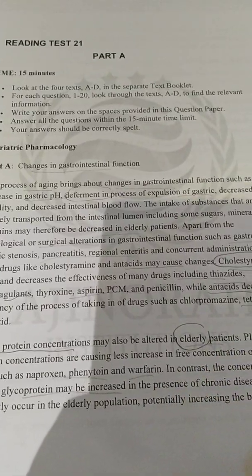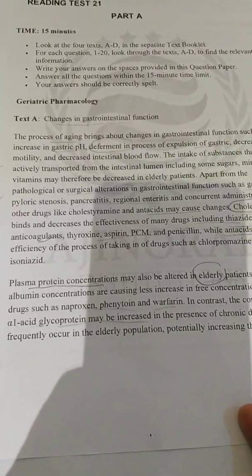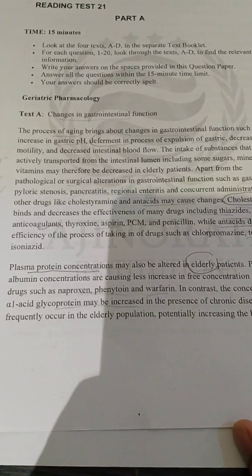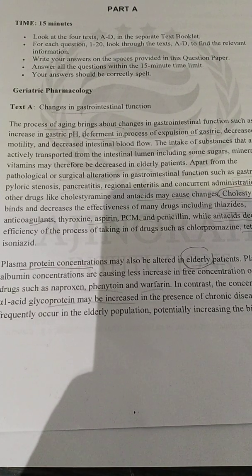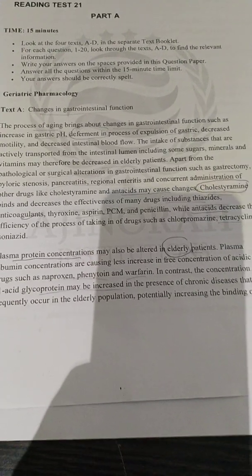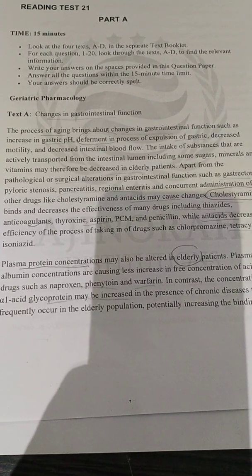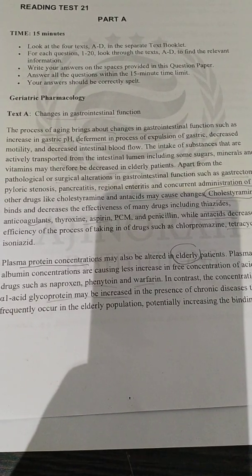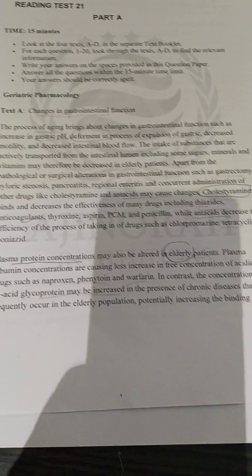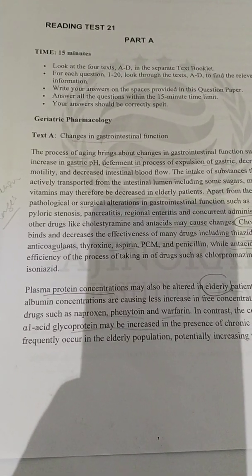So we read that the intake of substances that are actively transported from the intestinal lumen, including some sugars, minerals and vitamins, may therefore be decreased in elderly patients apart from the pathological surgery. Just go through there, and this may cause cholesterol binds and decrease the effectiveness of many drugs, including thiazides, anticoagulant, thyroxine and aspirin. See, aspirin is the blood thinner. So what is the answer? Cholesterol. So in this way you can do this answer.